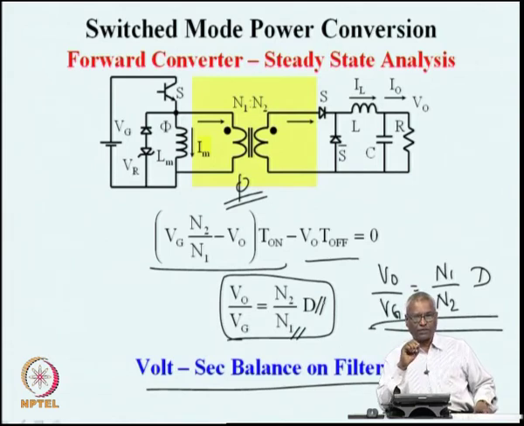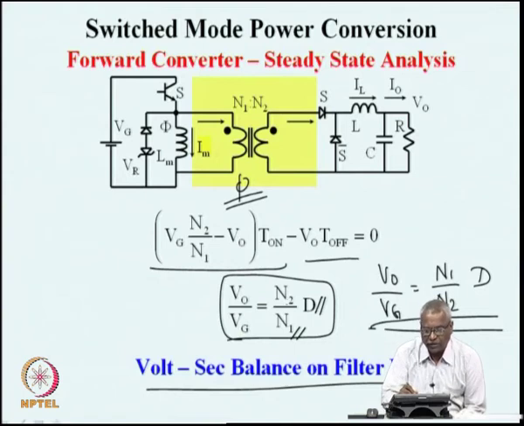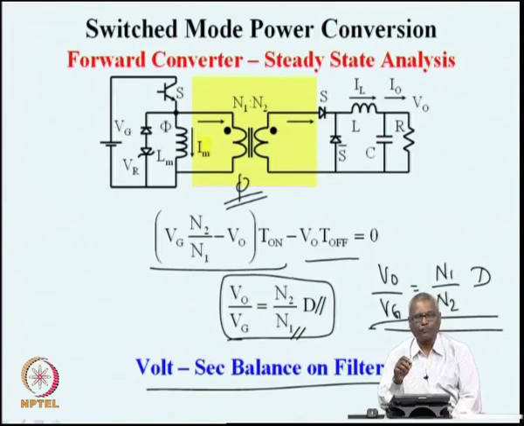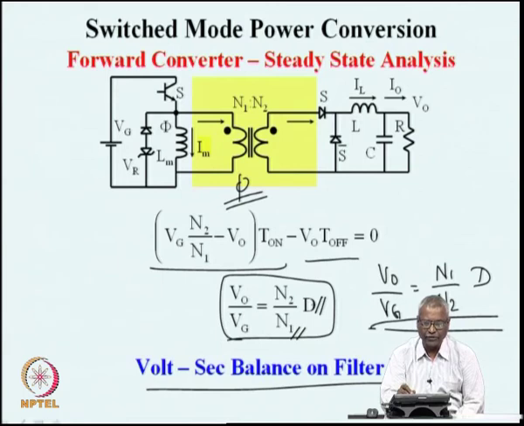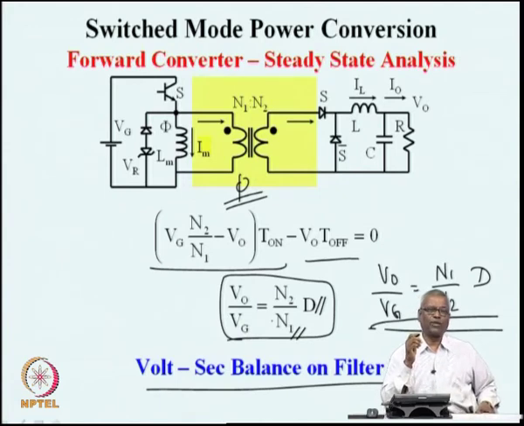So, now it is possible to de-link the ratio of V naught by Vg from just D. It is now a function of N2 by N1 and D. So, it is possible to operate such a converter at a very low duty ratio with a large turns ratio, or with a high duty ratio with a low turns ratio. So, we have added an additional degree of freedom for the designer. You can get the same voltage conversion ratio from two different converters employing two different turns ratios and two different duty ratios.